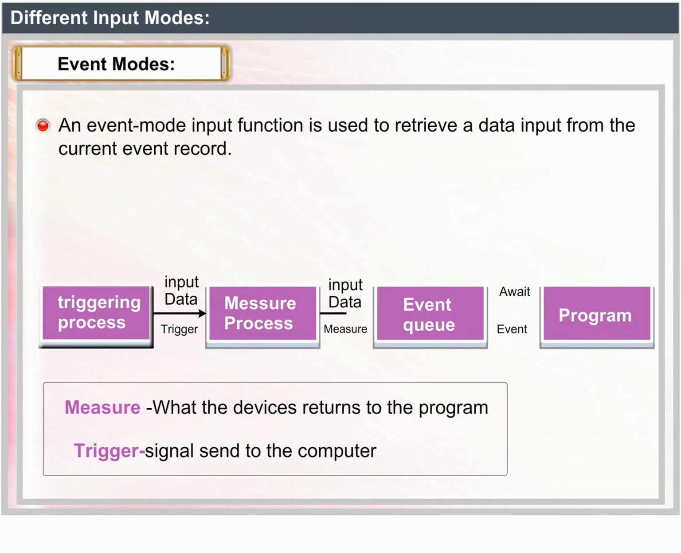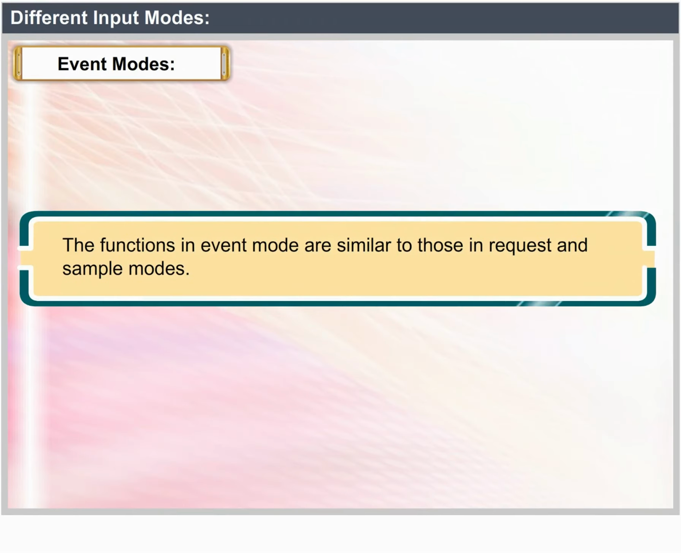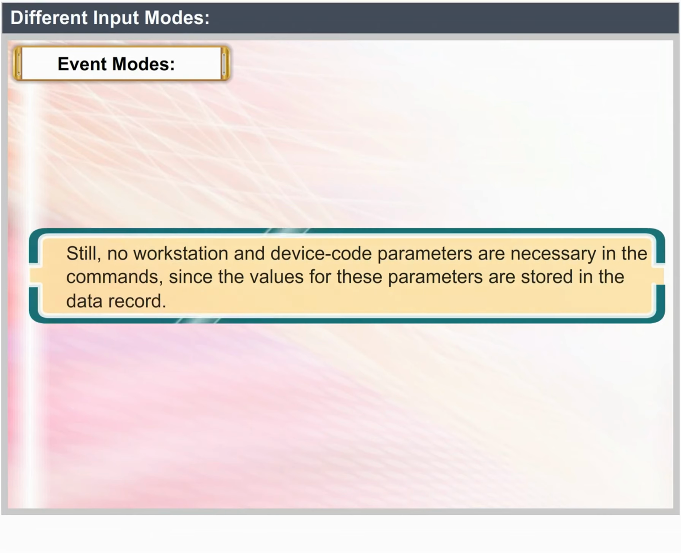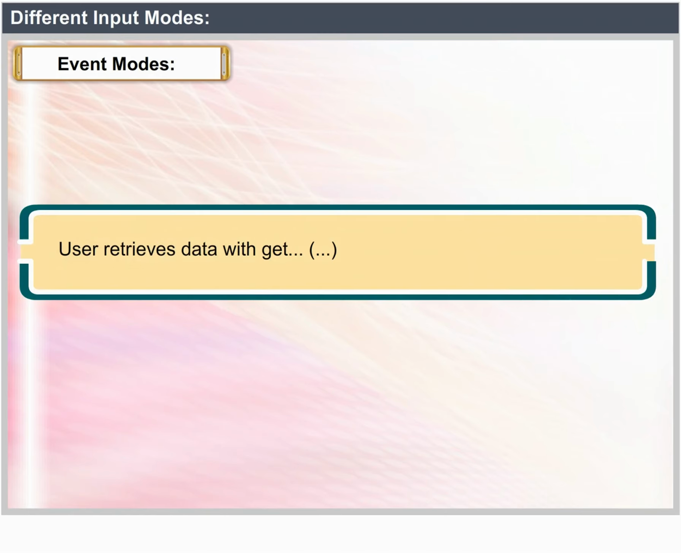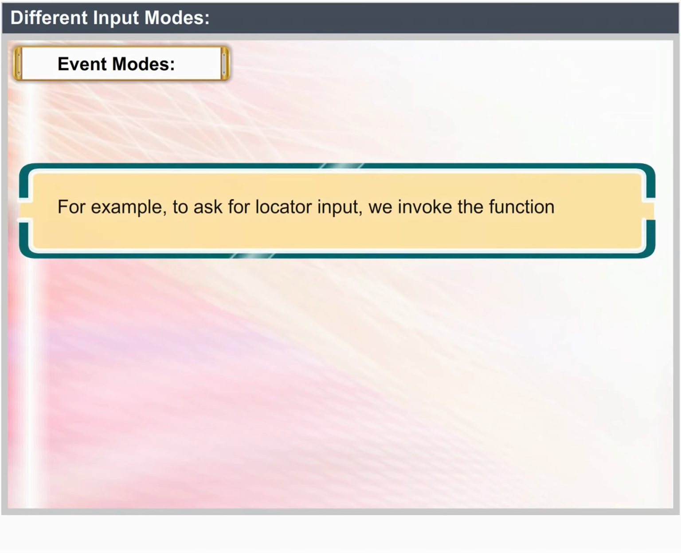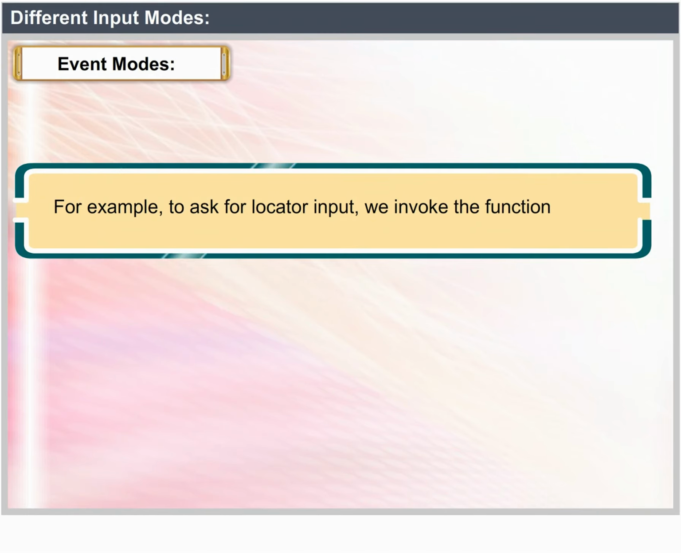The functions in event mode are similar to those in request and sample modes. However, no workstation and device code parameters are necessary in the commands, since the values for these parameters are stored in the data record. A user retrieves data with get methods. For example, to ask for locator input, we invoke the function getLocator(viewIndex, pt).